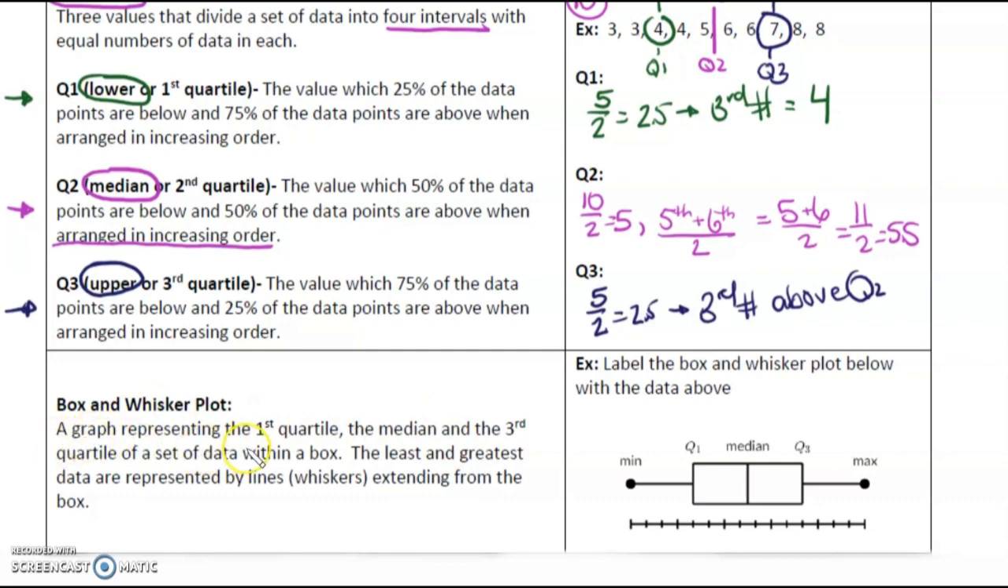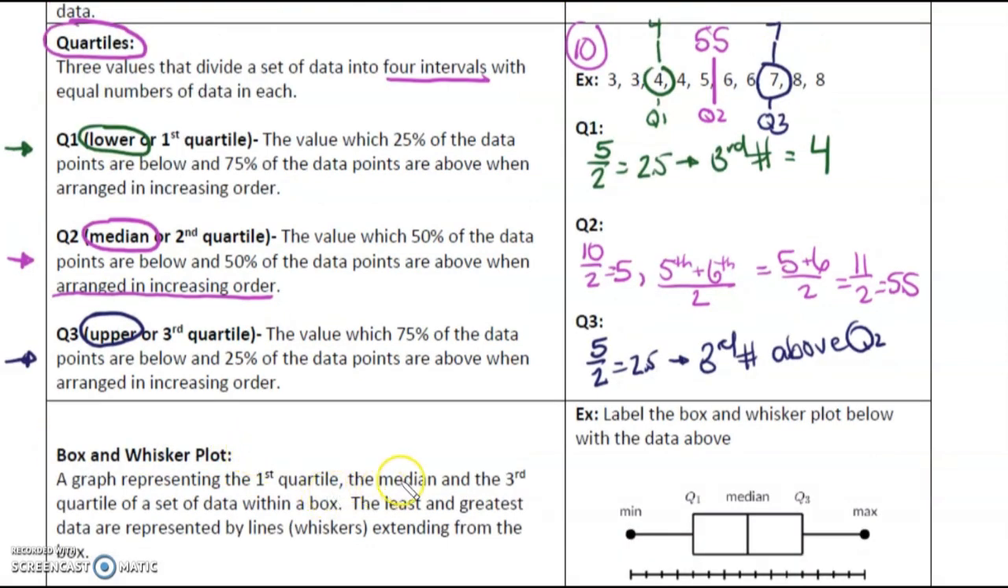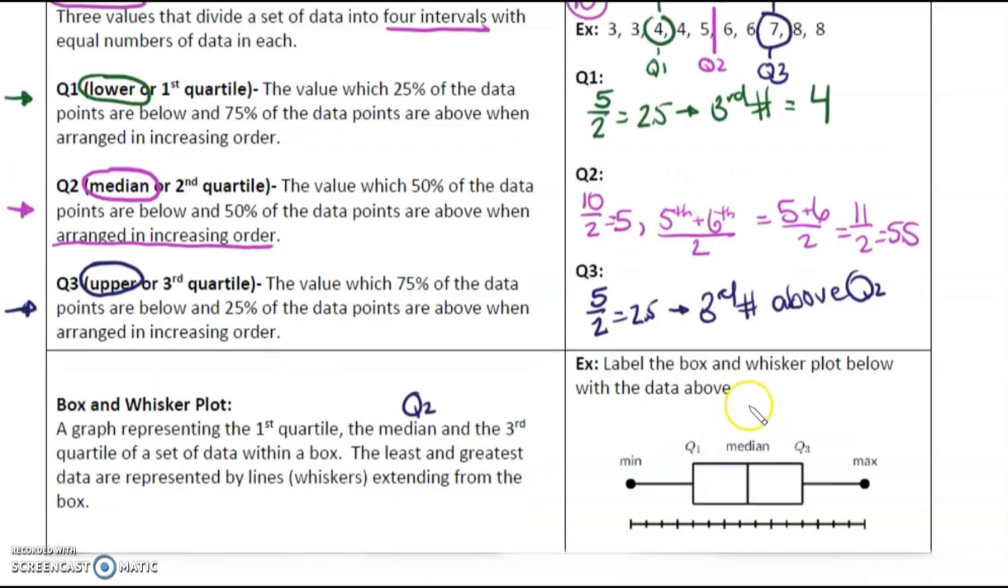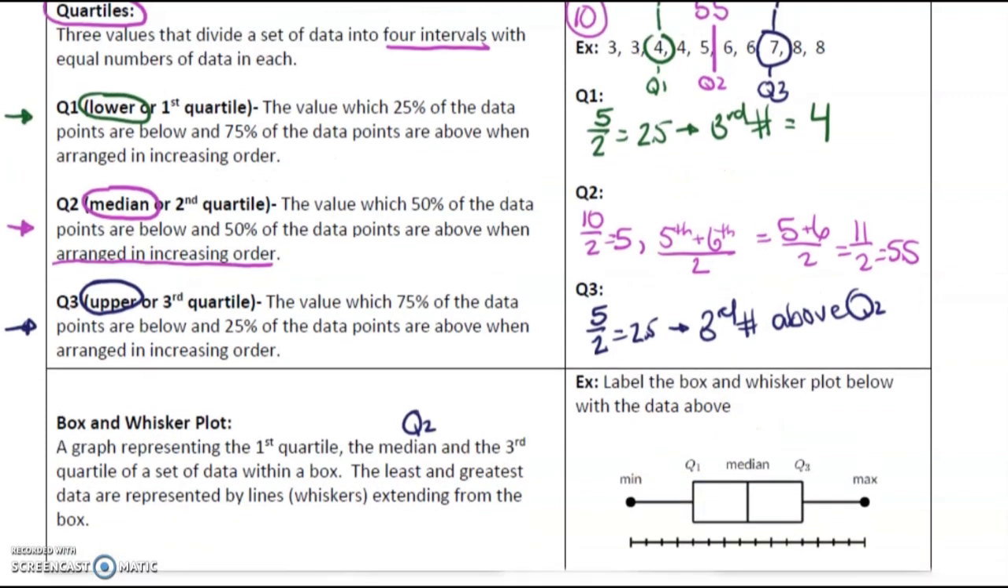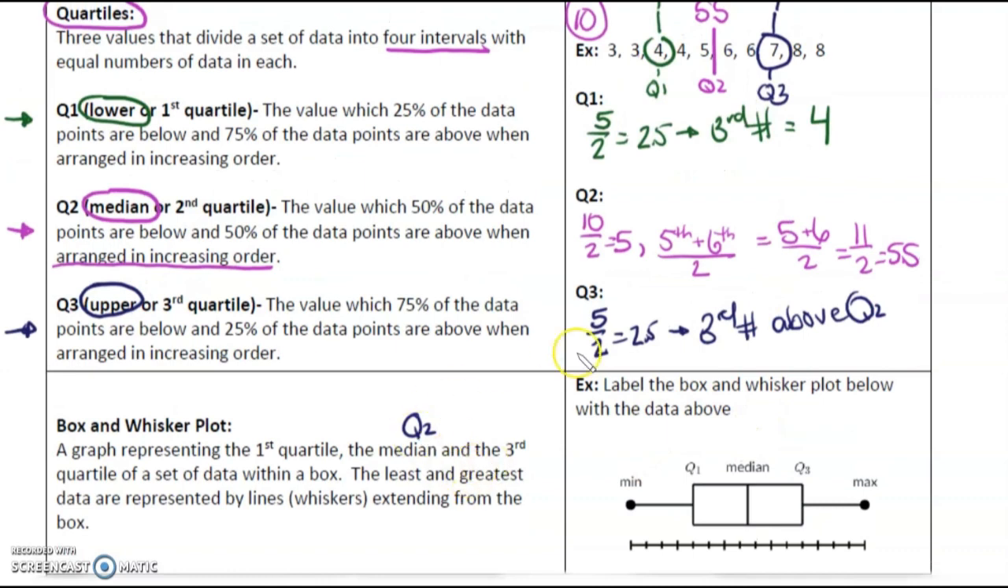Okay, the graph representing the first quartile, the median, again, this is quartile 2, and the third quartile of a set of data within a box. The least and greatest data are represented by the whiskers, which extend from the box. So I'm going to give you a quick example, then we're going to do actual concrete examples.